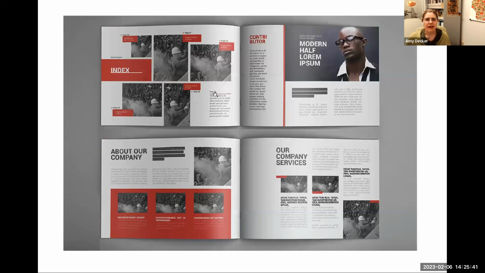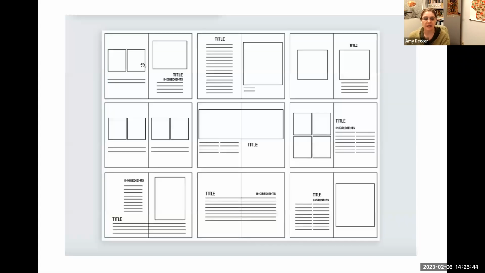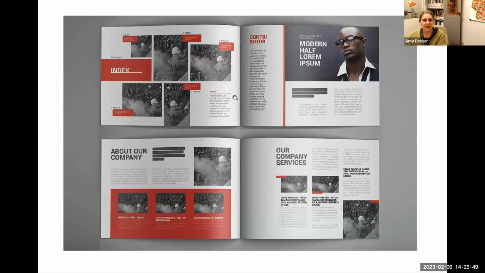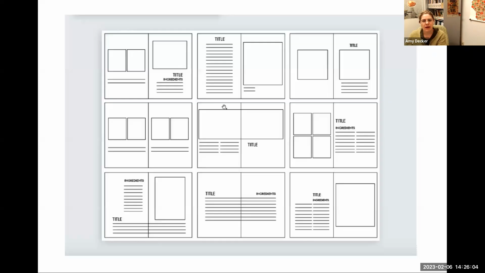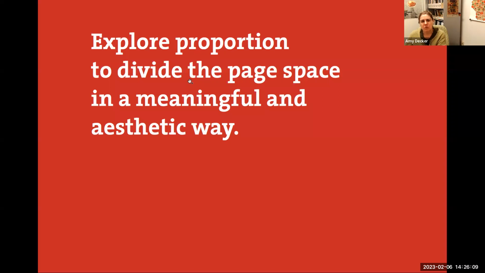This design here is an example of a sketch of this magazine to give you an idea. So it's just the art director and the designer looking to create an idea of where the images are going to go, where the captions, the headlines, and the subheads are, and then if there's going to be a title or an ingredient. Really, your idea when you design grid sketches is to explore proportion, and divide page space in a meaningful and aesthetic way.